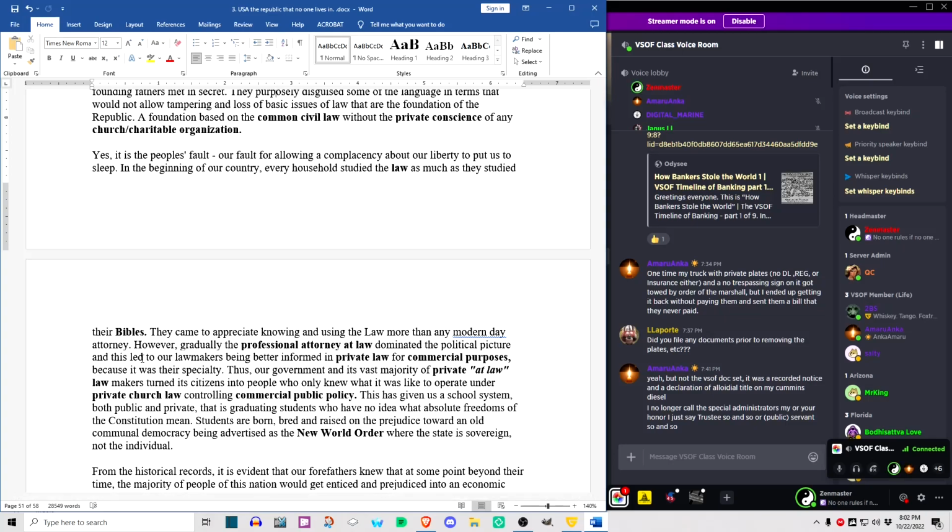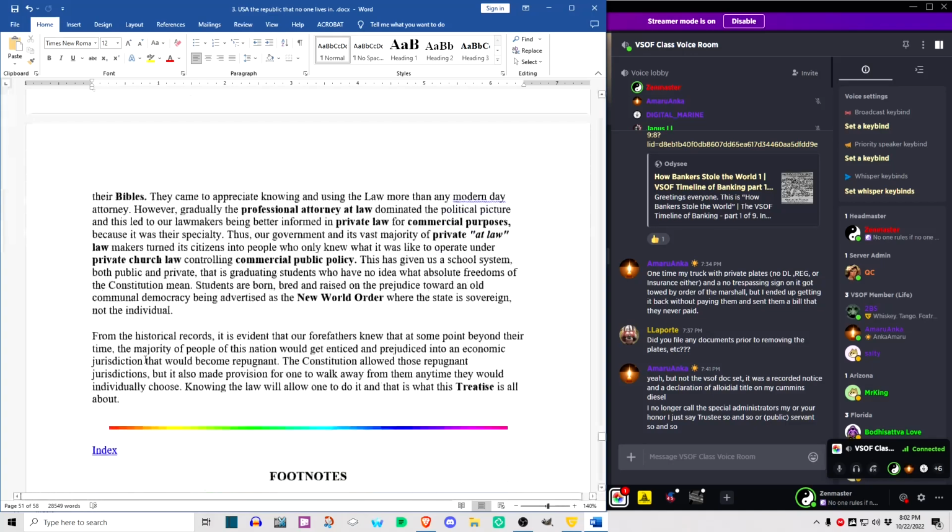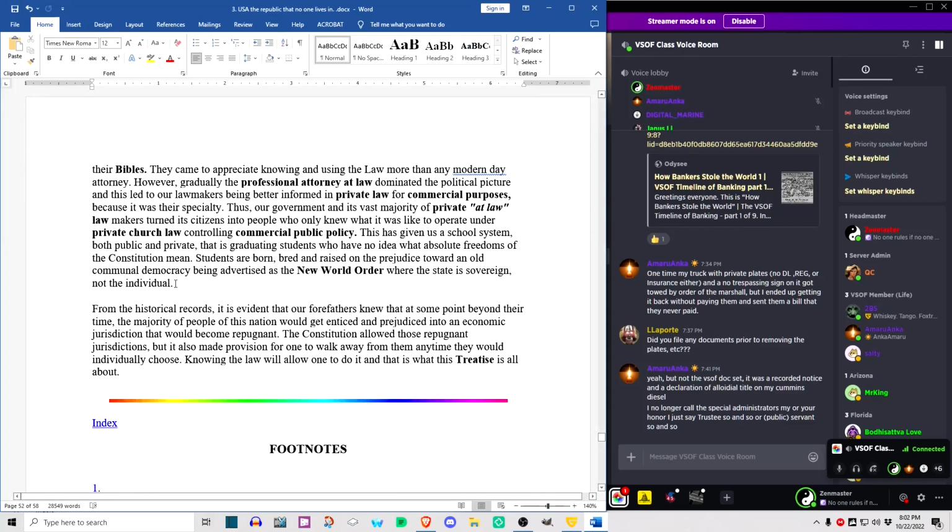In the beginning of our country, every household studied the law as much as they studied their Bibles. They came to appreciate knowing and using the law more than any modern-day attorney. However, gradually, the professional attorney at law dominated the political picture, and this led to our lawmakers being better informed in private law for commercial purposes because it was their specialty.